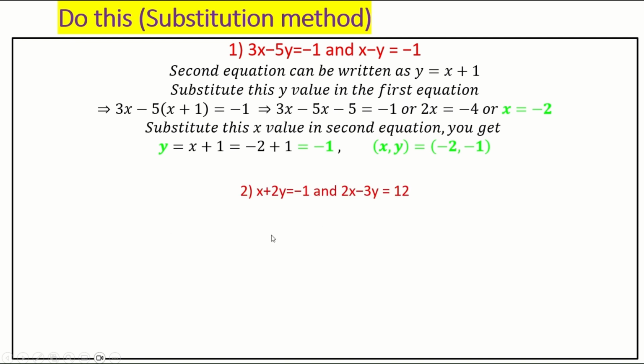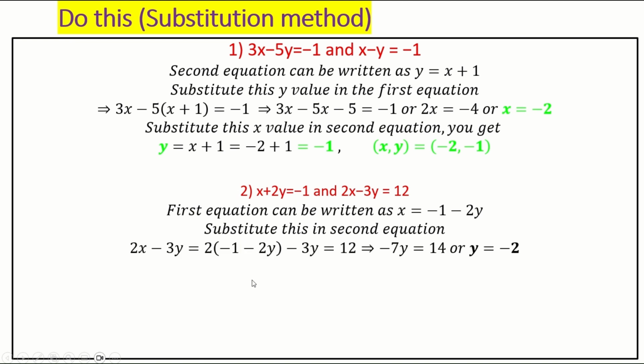Okay, second example, x plus 2y equal to minus 1, 2x minus 3y equal to 12. So in this one, x equal to minus 1 minus 2y, correct, from the first equation. You substitute that in the second equation. What you will get is 2x minus 3y, which is equal to 2 into minus 1 minus 2y minus 3y equal to 12. So simplify, you will get y equal to minus 2.